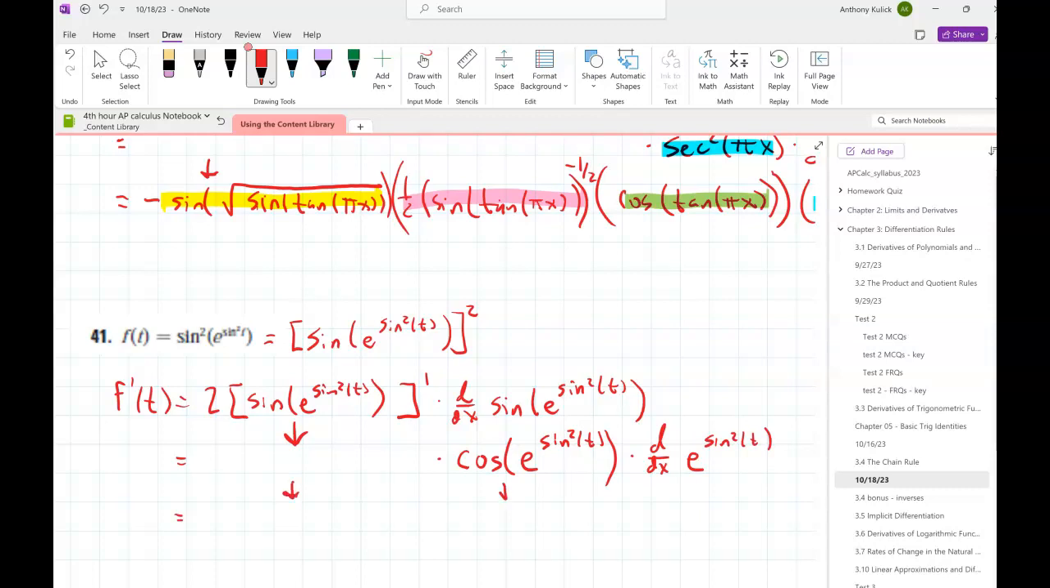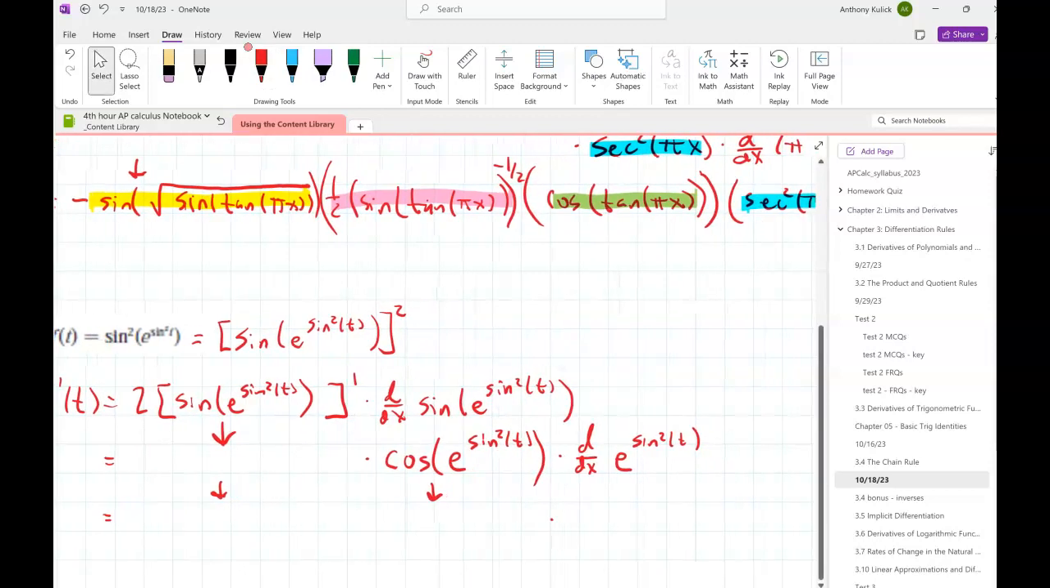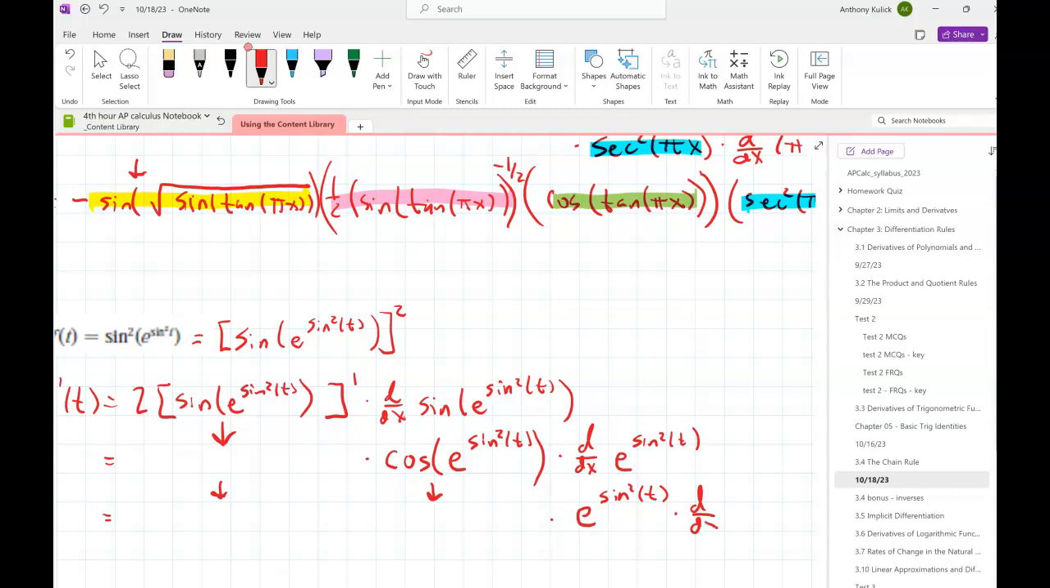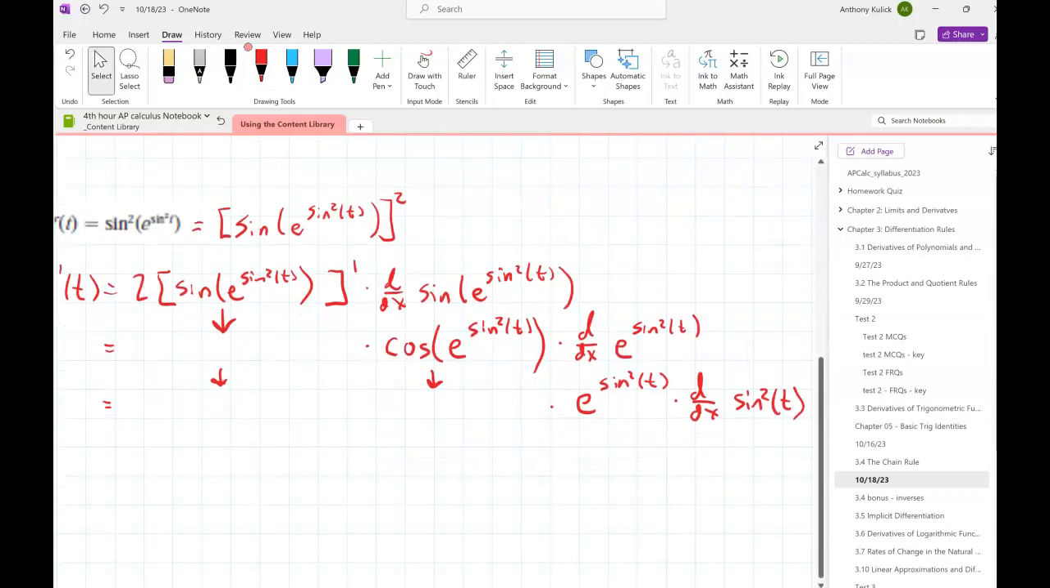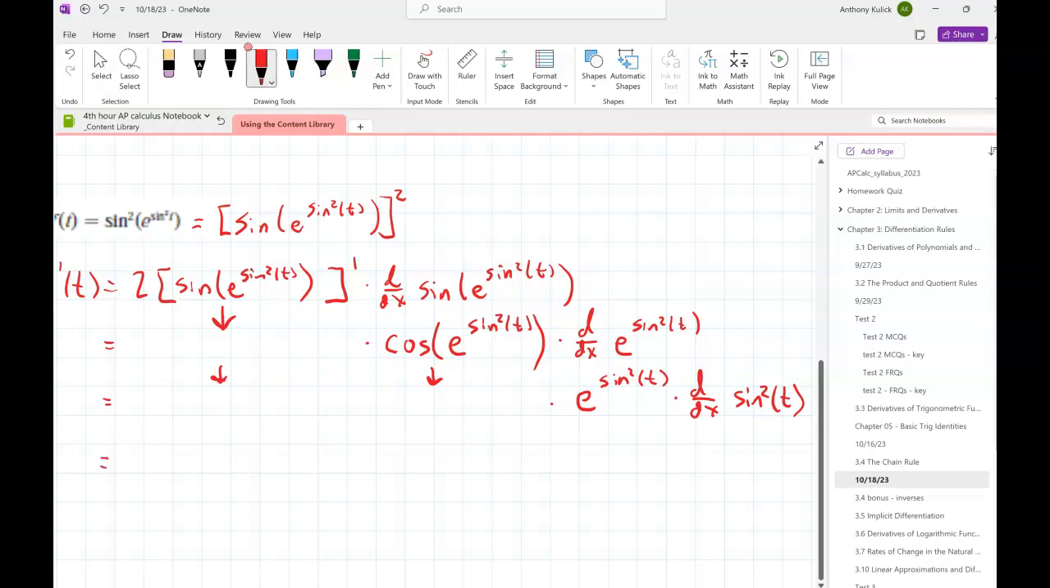So again, that stuff just comes down. The outermost function of e to the sine squared t is e to the x. So the derivative of e to the x is just e to the x, so that part just stays the same, times the derivative of sine squared t.